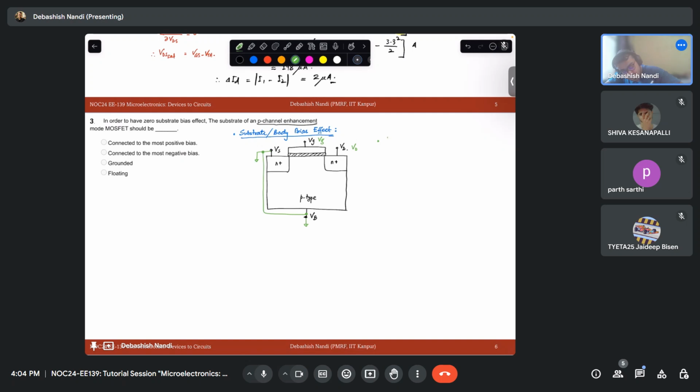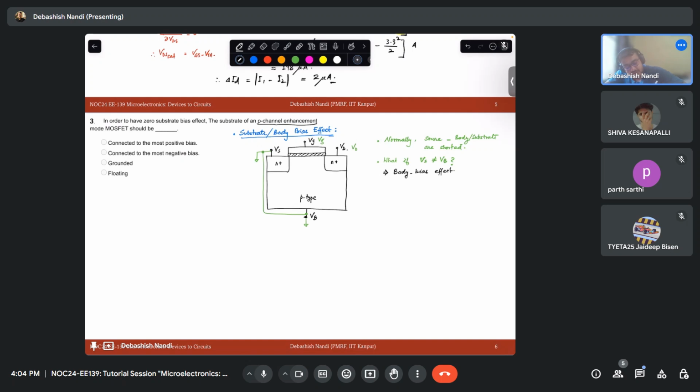So normally source and body or substrate are shorted. Fine. In normal mode of operation. What if VS is not equal to VB? That leads me to body bias or substrate bias effect.